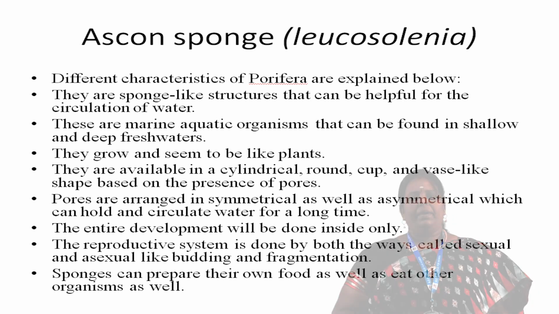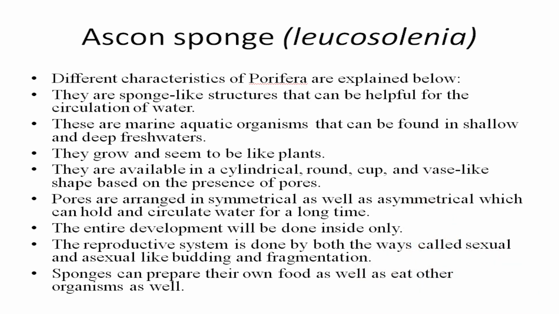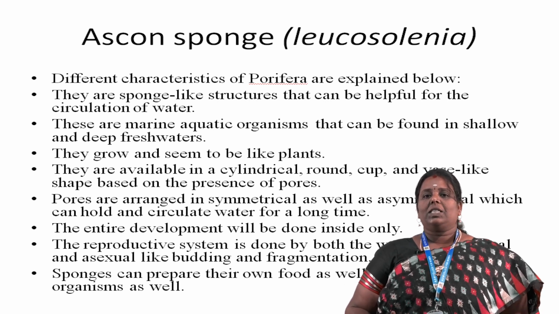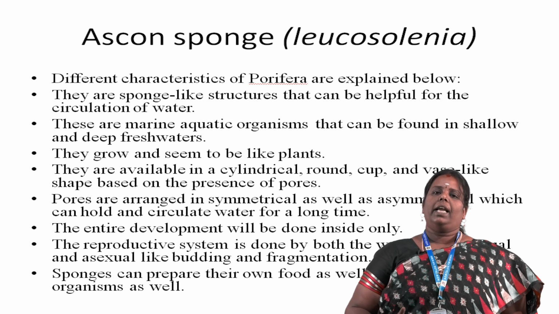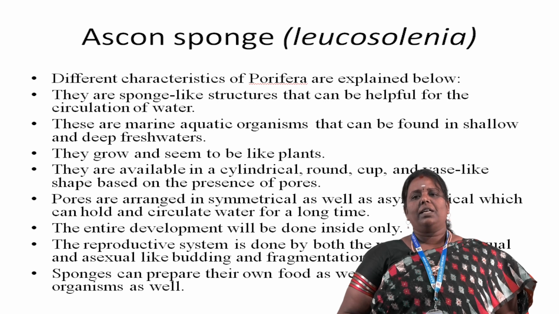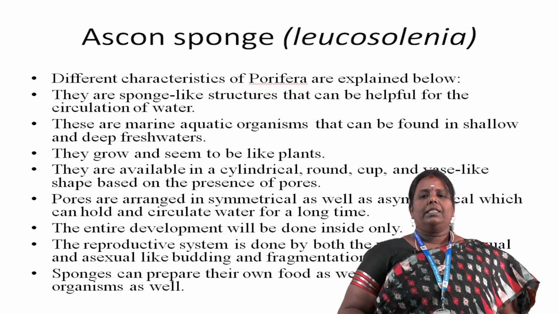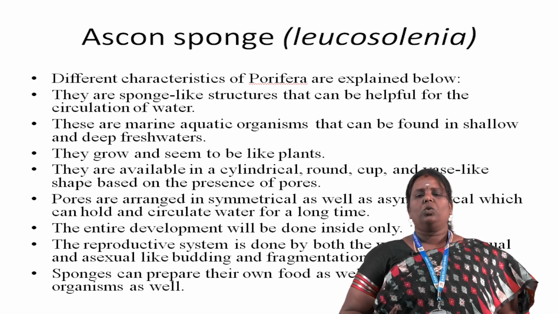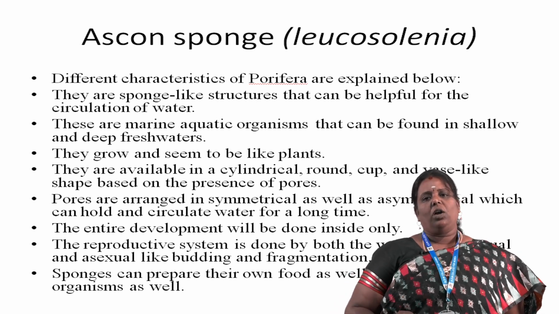The entire development is done inside the body only, so all the cells have a peculiar part in that. What is the reproductive system of both? They have both sexual and asexual reproduction. This reproduction is called budding, that is asexual reproduction. The sponges can prepare their own food as well as eat other organisms, capturing and observing other organisms also.